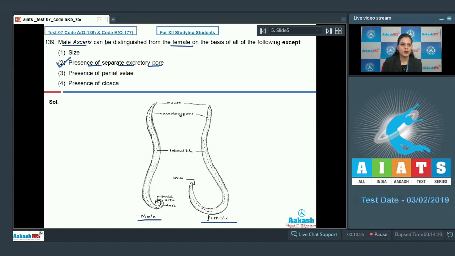Let's discuss the rest of the options. The very first option is size, and as based on size we can differentiate between male and female Ascaris, this cannot be a correct answer. As you can see here, males are shorter in size in comparison to females.